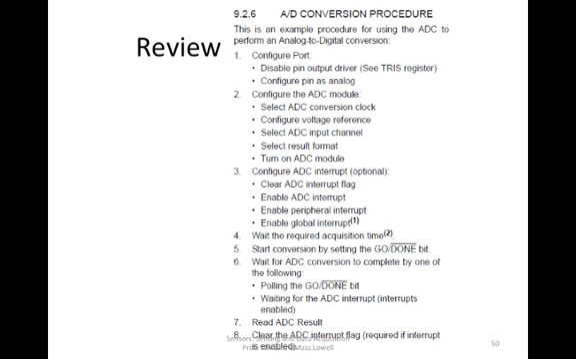If you want to use interrupt-based ADC, you need to perform additional operations in terms of clearing the ADC interrupt flag, enabling the interrupt, enabling the peripheral interrupt, and enabling the global interrupt. The peripheral interrupt and global interrupt are mask registers that can be used to turn certain interrupt signals on and off. So you need to properly set all these control registers. And after that, you will need to wait for the required acquisition time.